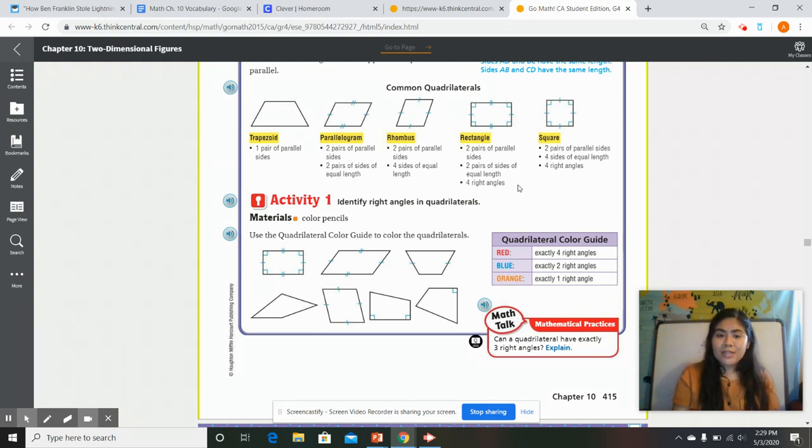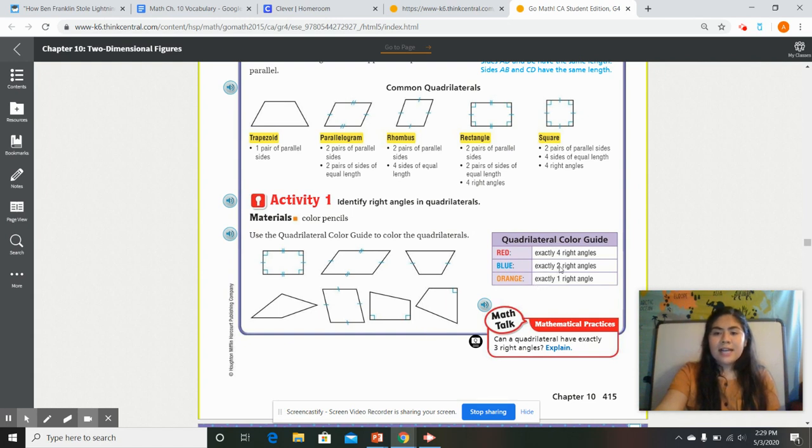But that's pretty much our lesson. I really, really recommend that you do this activity right here, activity 1, where it says identify the right angles in quadrilaterals. So it says use the quadrilateral color guide to color the quadrilaterals. So you're gonna need red, blue, and orange, and we're just identifying right angles right now. So for example, the red says exactly 4 right angles. Well, this one has exactly 4 right angles. Do we see any others with 4 right angles?